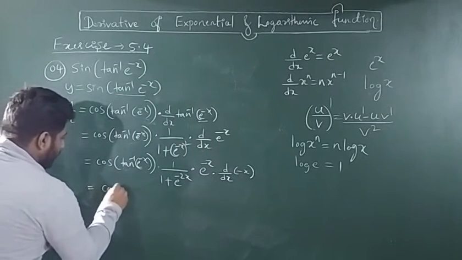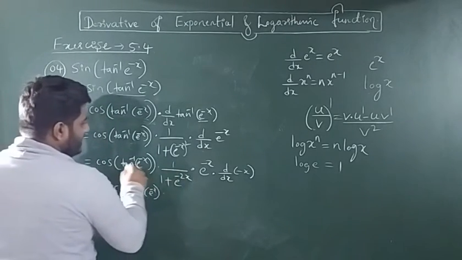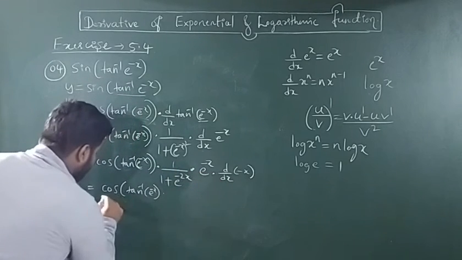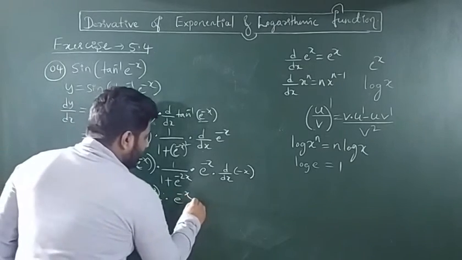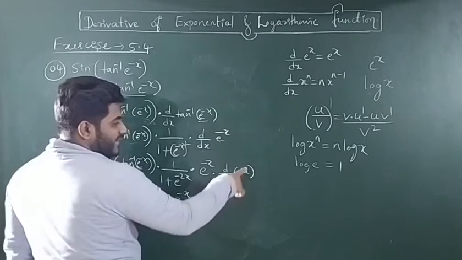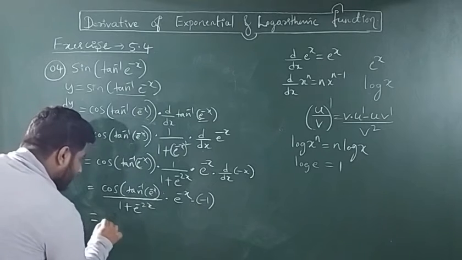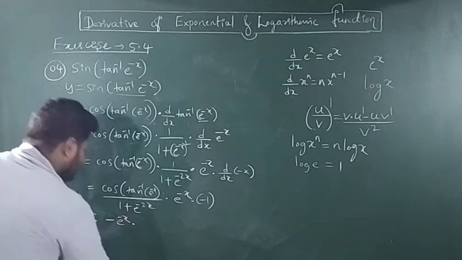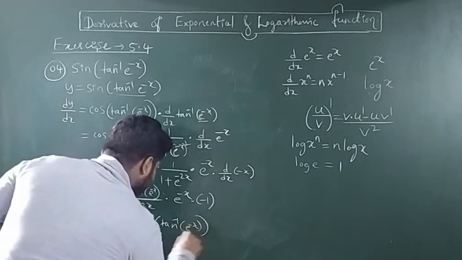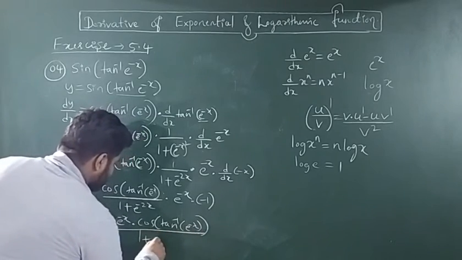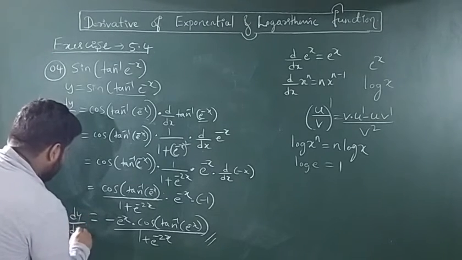So what we are getting? Cos of tan inverse e raised to minus x into, everything is there here, multiplication sign, we can take divide also. This is 1 plus e raised to minus 2x into e raised to minus x into minus x differentiation is minus 1 into x differentiation is 1. So therefore we are getting minus 1. Right? So here is the answer for this, minus e raised to minus x into cos of tan inverse e raised to minus x whole divided by 1 plus e raised to minus 2x. So this is the answer for this question. Here it is dy by dx. Same thing.